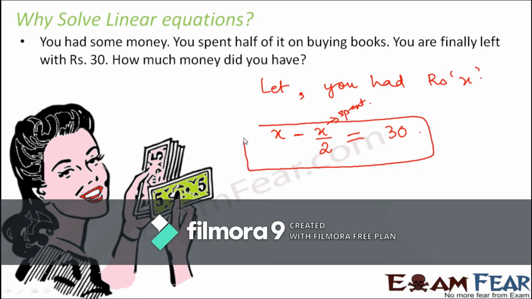So basically what is this? This is nothing but a linear equation in one variable. And we already learned how to solve a linear equation in one variable. So let us try to solve this equation. Only then we will be able to calculate the value of x. When you try to solve it, x by 2 is equal to 30, or x is equal to 2 into 30, which is equal to 60. So that means you had rupees 60. So that's the solution. These kinds of problems happen in our life. To solve them, we make use of linear equations. First we form the equation and then we try to solve it.